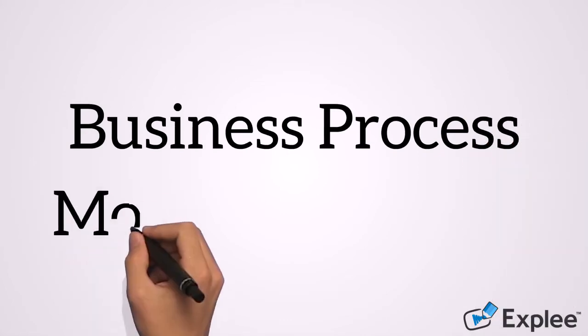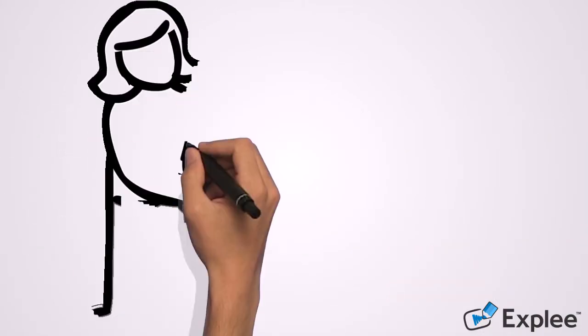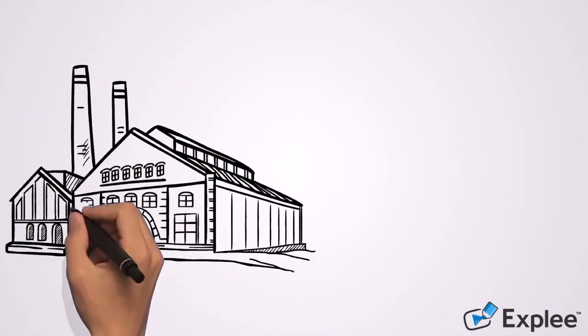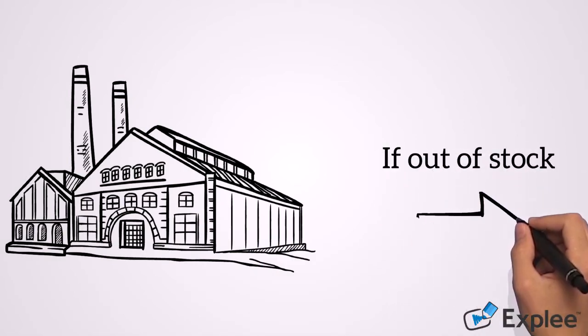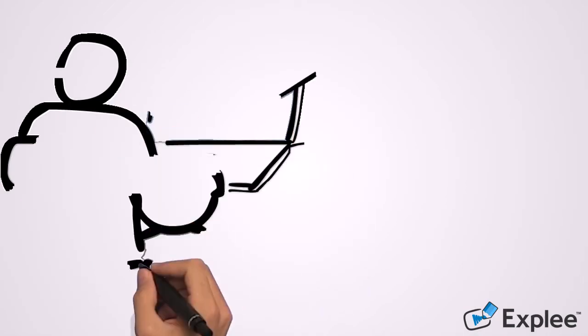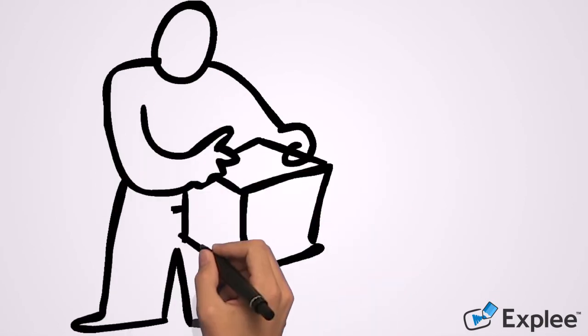Next, let's look at the BPMN, or Business Process Model and Notation, to further break down each process. As you can see, when the customer successfully purchased their item, the order is sent to the warehouse, where the availability of the product is checked. If the product is out of stock, the warehouse sends an order to the supplier. Once the product becomes available, the warehouse prepares the customer's package for delivery.